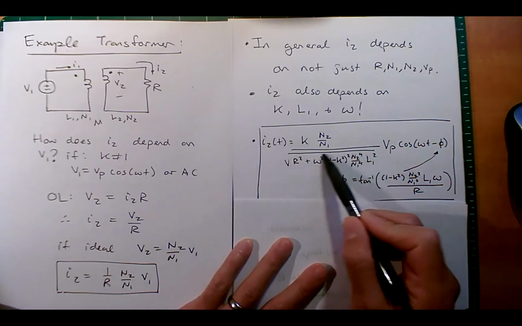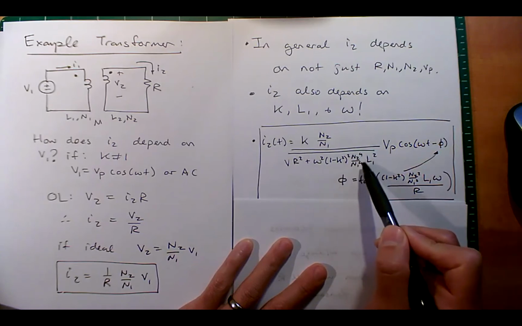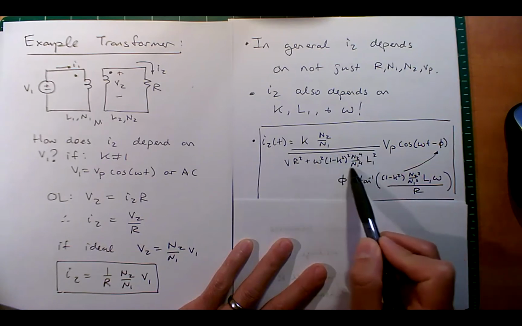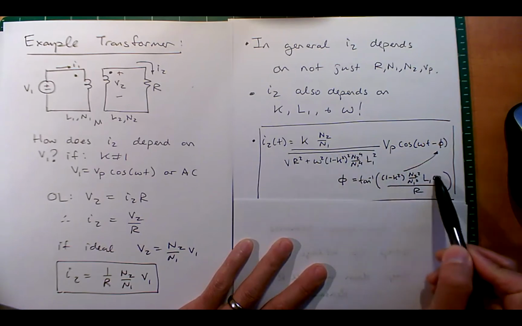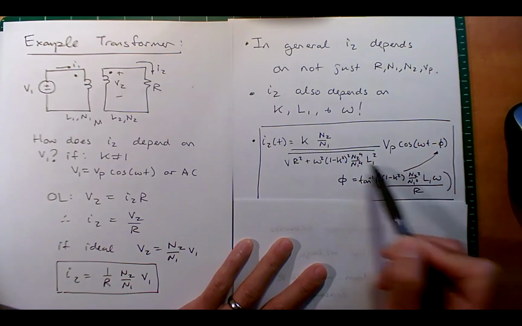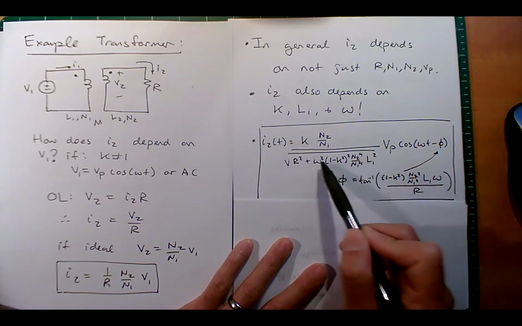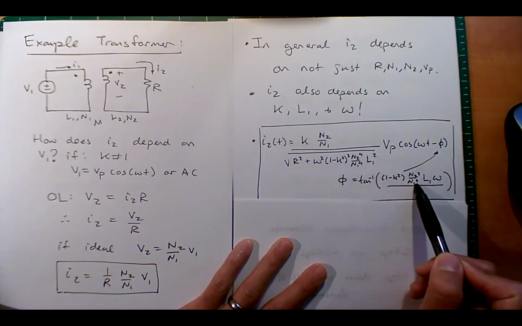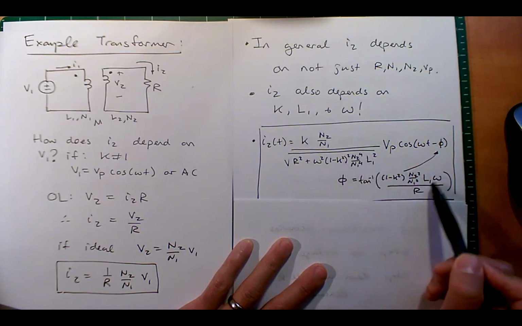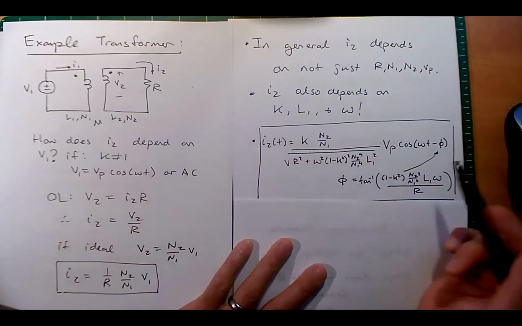And now I have this nasty term, omega squared, 1 minus k squared, N2 over N1 to the fourth, L1 squared. But look, I have that same term over here in this arctangent, right? The only difference is this term here and this term here. This is just a squared version of this one, right? Omega squared, L1 squared, N2 over N1 squared, but this is to the fourth, 1 minus k squared, but this is squared. Okay, and then over R. All right, so all the terms at least are coming from here, good.